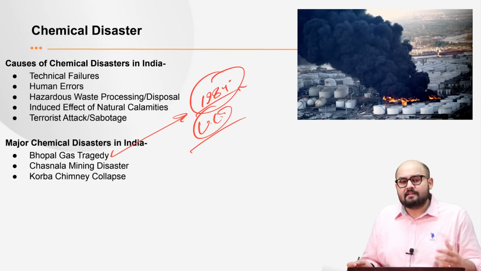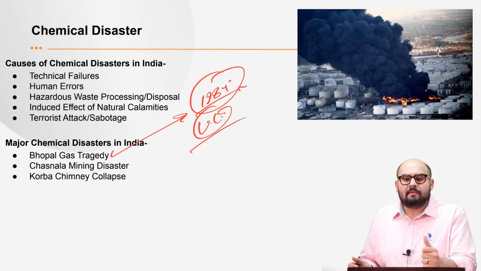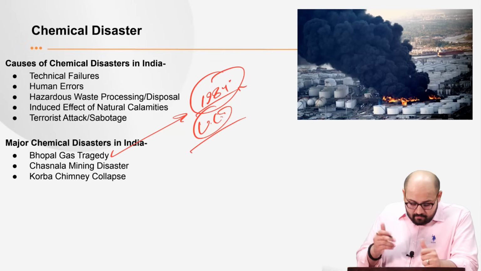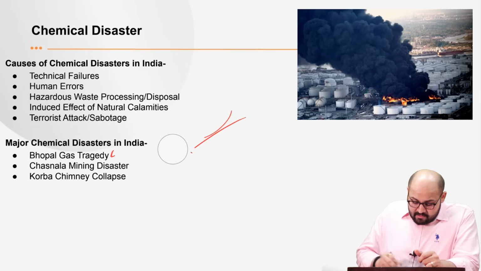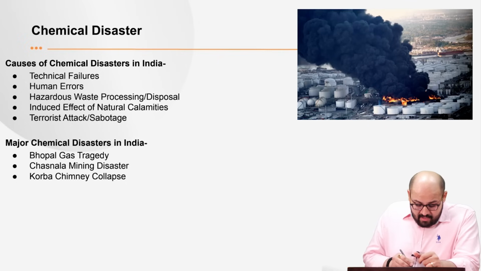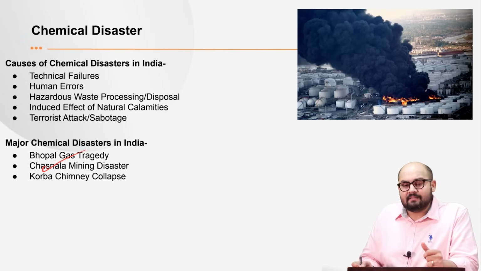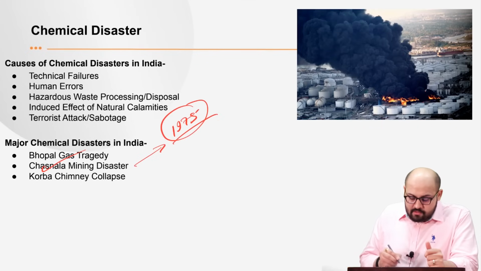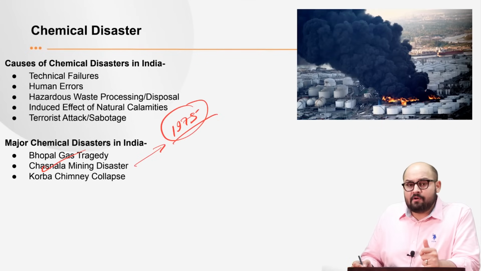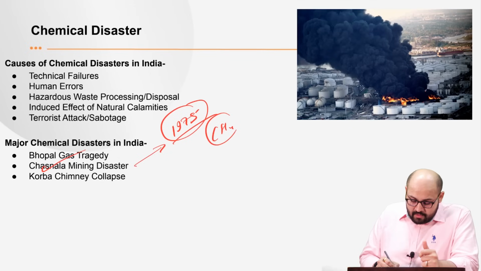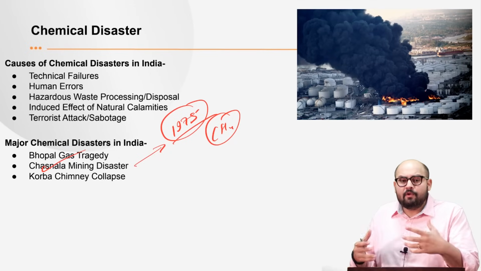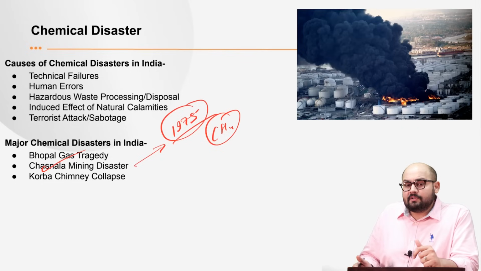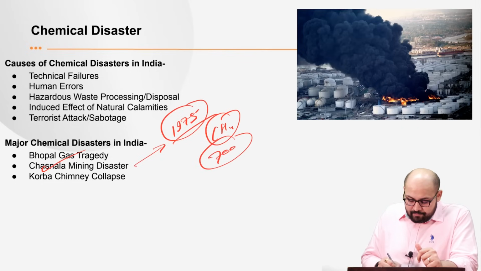Right? It resulted in the death of thousands of people, and many of them were crippled permanently. Then we also have this tragedy which took place in the Chasnala mining disaster, in Jharkhand. This tragedy took place in 1975. In a mine, methane (CH4) was ignited, and it led to huge explosions, flooding, and the mine collapsed, resulting in the death of more than 700 people, right?